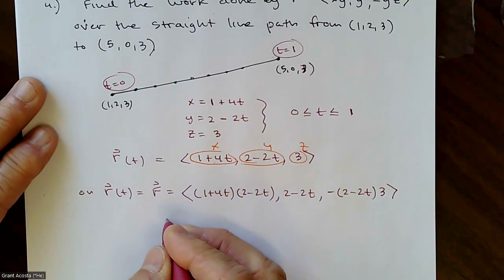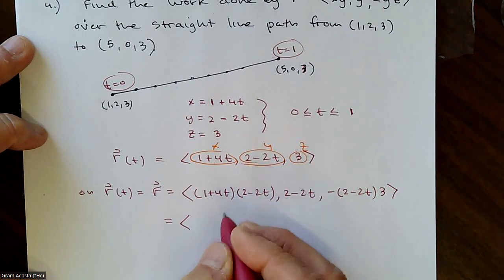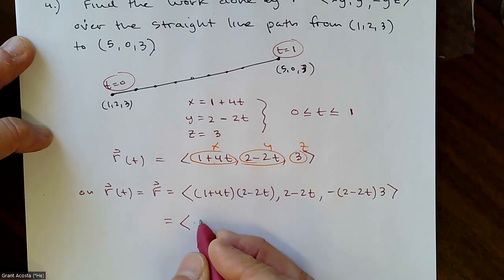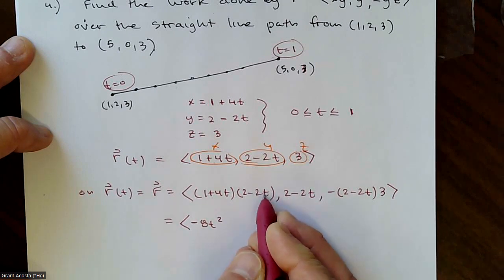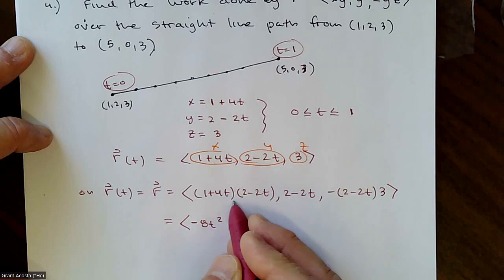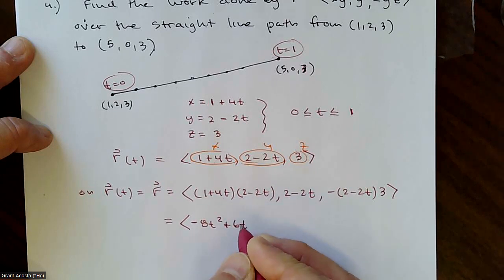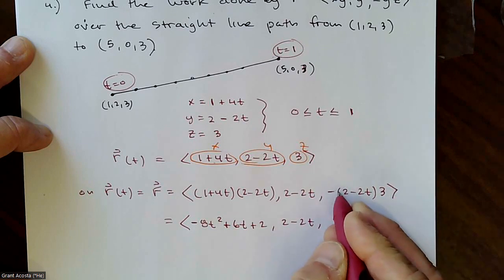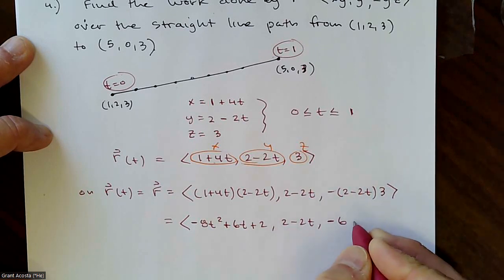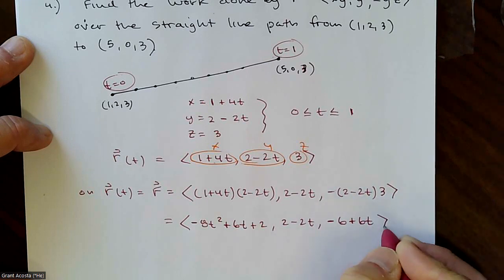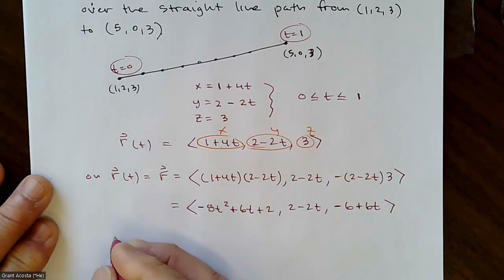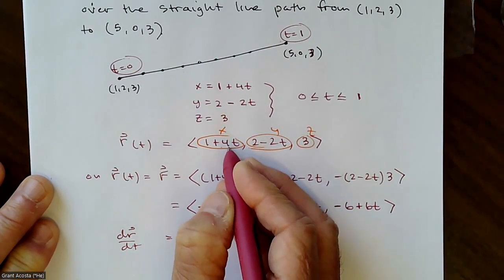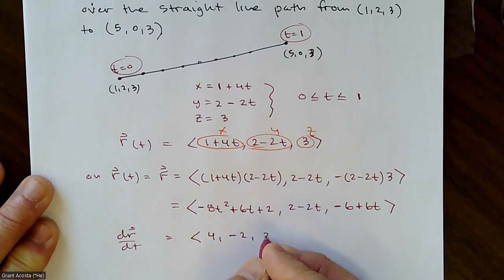We might want to simplify this because we're going to have to do the dot product. So if I FOIL this out, I know you can multiply things out. I think I'm going to get negative 8t squared minus 2t plus 8t. So that's plus 6t and then plus 2. This is negative 3. Basically, I'll just distribute that. So that's negative 6 plus 6t. And then finally, I do need dr dt because I'm going to dot it with that. So dr dt, back to this, just taking the derivative of x, y, and z, I'm going to get 4, negative 2, 3.